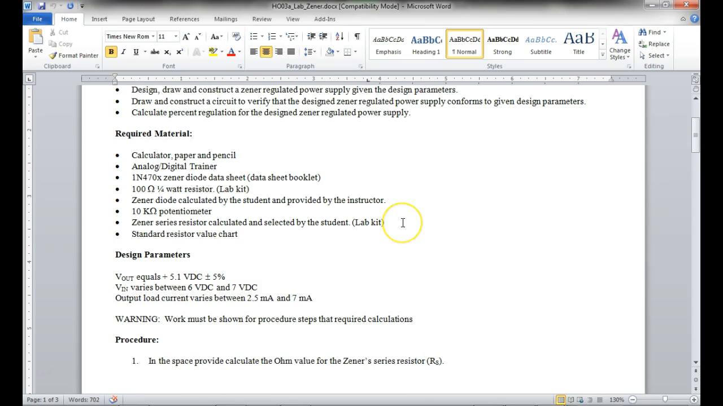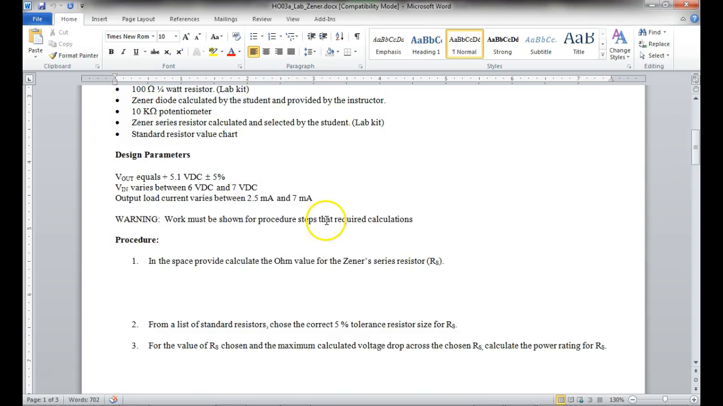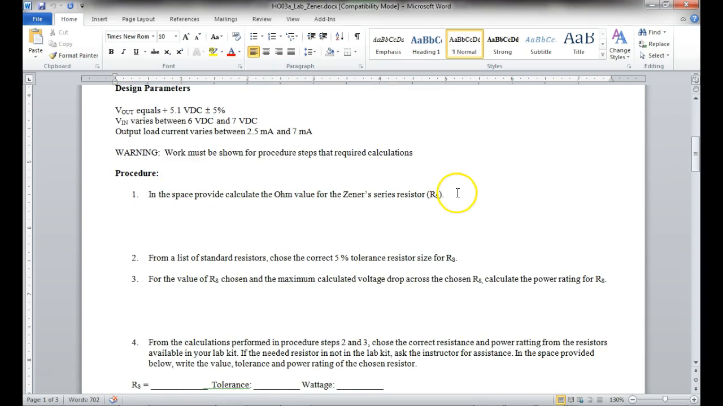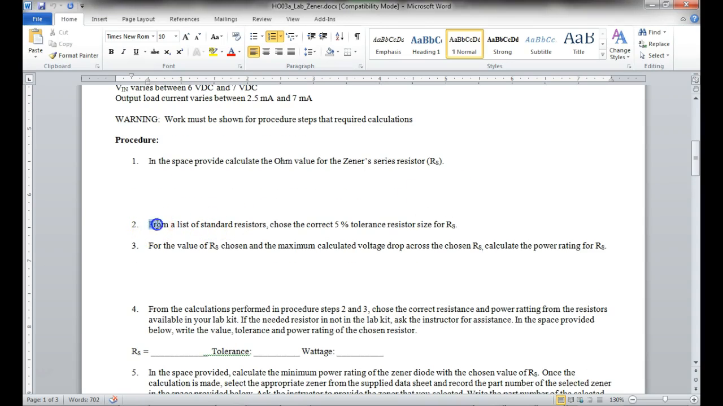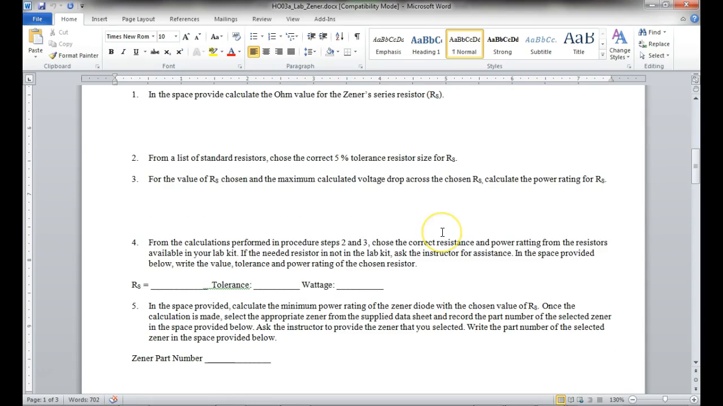So what we're going to do is we're going to come up here. It's basically the same thing. I'll give you the specifications for the Zener, and then we're going to calculate the size of RS, right? Then from the list of standard resistors, you're going to choose a size for RF. Then we're going to calculate the minimum and maximum voltage drops across RF.